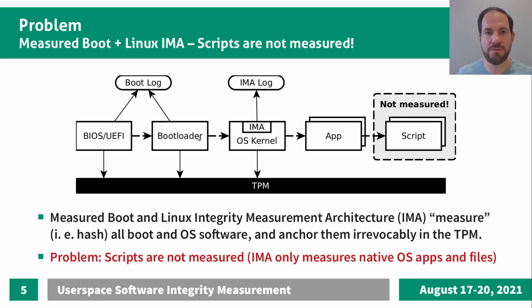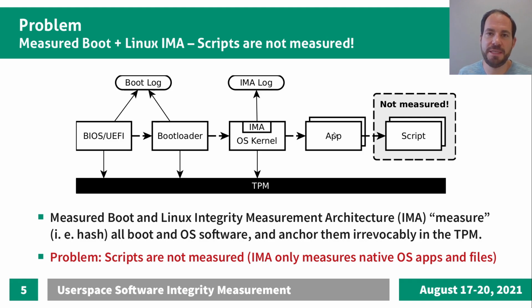This process continues. The bootloader measures the OS kernel and then starts it, and then the OS kernel is in control. Part of the OS kernel, the Linux kernel, is the Linux Integrity Measurement Architecture, IMA, which is responsible to measure apps. In this case, the OS kernel stays in control, and of course it doesn't pass control to apps. Entries are stored in the IMA log. So all OS software that is executed is stored in the IMA log and also anchored into the TPM.